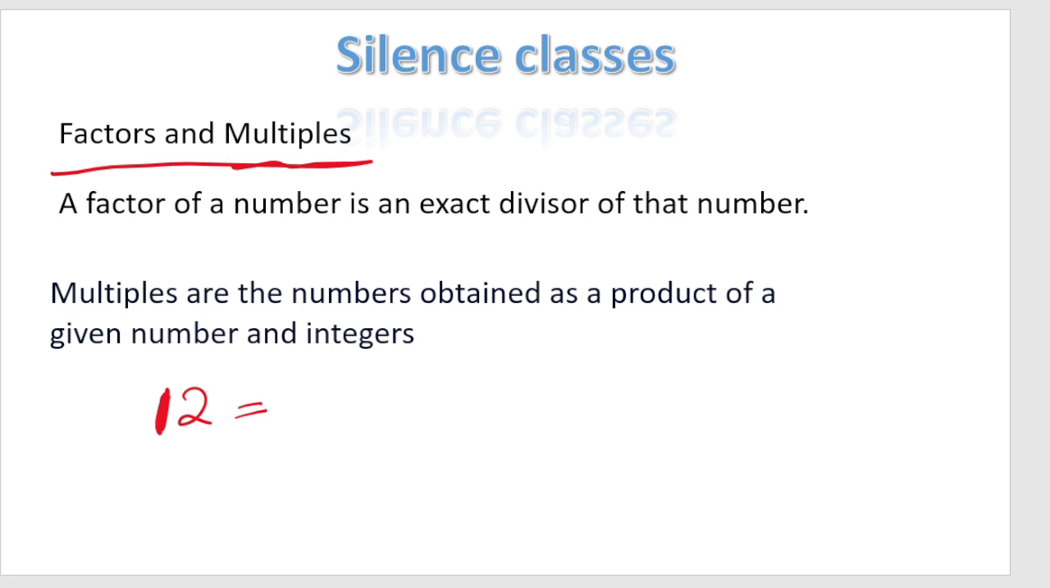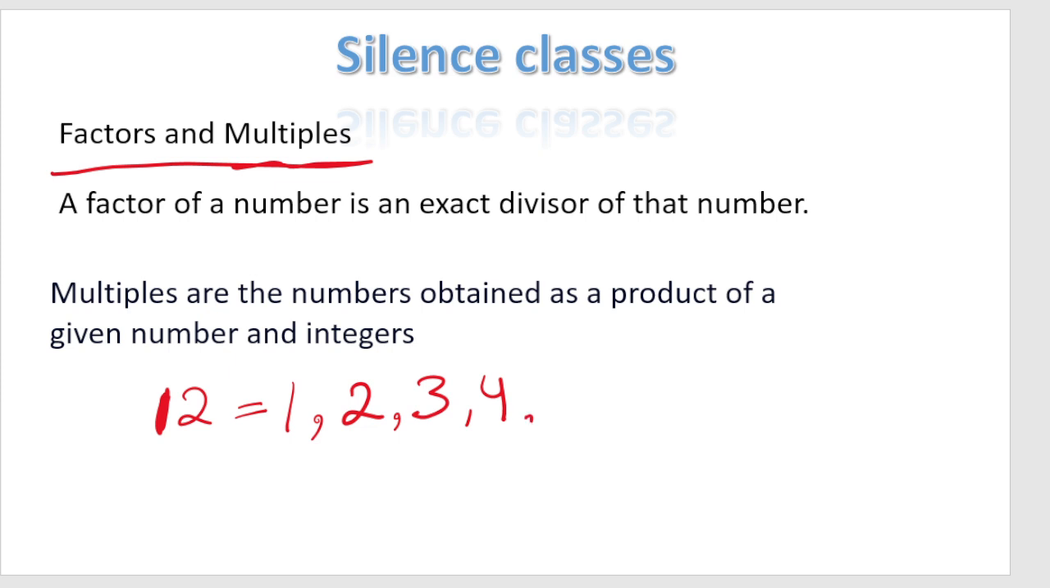12 can be divided completely, like by 2. First of all, by 1. By 1, 12 can be divided completely. By 2, let's see, 2 6s are 12, no remainder left, means 0 is over here. This means 2 is also a factor of 12. Let's see 3: 3 4s are 12. Then 4 3s are 12.